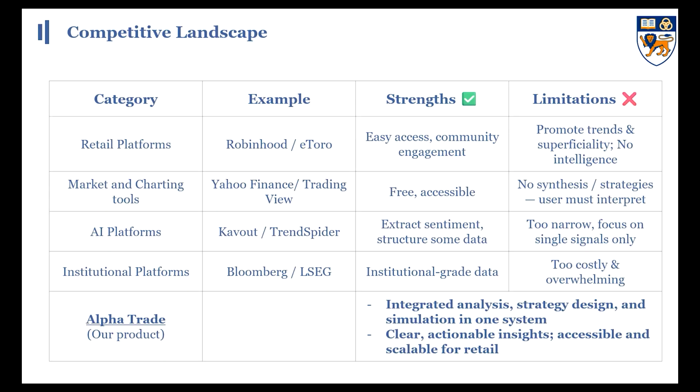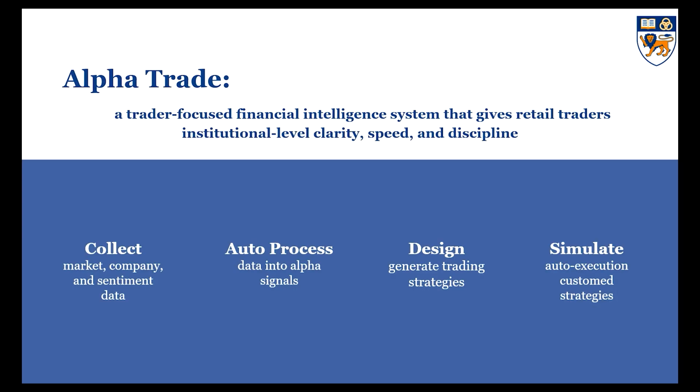Most existing tools only cover one stage of the trading process: data, signals, or execution, but rarely connect them into a complete feedback loop. AlphaTrade aims to empower retail traders with institutional-level clarity, speed, and discipline. Our goal is to connect the full pipeline, data, insight, strategy, execution, into one intelligent, self-improving ecosystem.